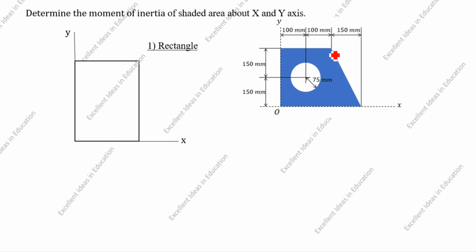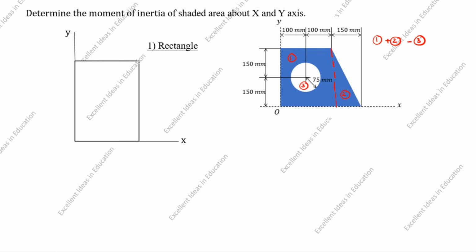We will split this drawing. You see this is a triangle, this is a rectangle, this given portion is a circle. First we will calculate the moment of inertia of the rectangle, second the moment of inertia of the triangle, third the moment of inertia of the circle. First plus second we will add, minus the third. Rectangle and triangle we will add, minus the circle. You see we need only the shaded portion, so we will subtract the circle.